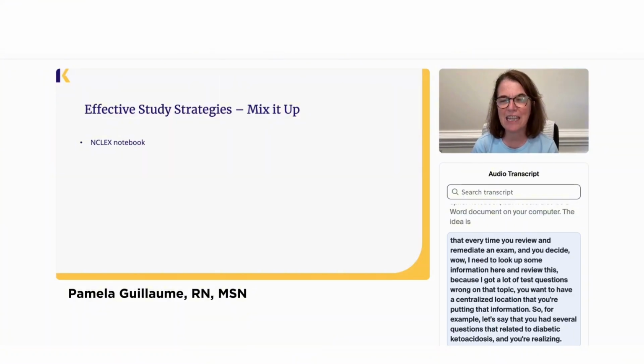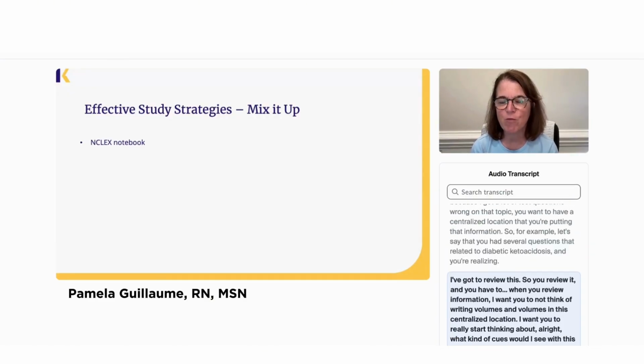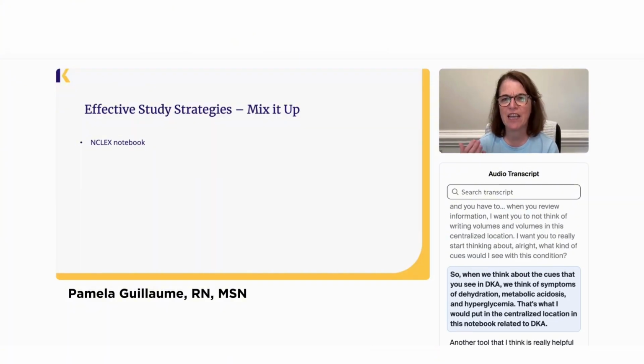So for example, let's say that you had several questions that related to diabetic ketoacidosis and you're realizing I've got to review this. When you review information, I want you to not think of writing volumes and volumes in this centralized location. I want you to really start thinking about, all right, what kind of cues would I see with this condition? When we think about the cues that you see in DKA, we think of symptoms of dehydration, metabolic acidosis, and hyperglycemia. That's what I would put in this notebook related to DKA.